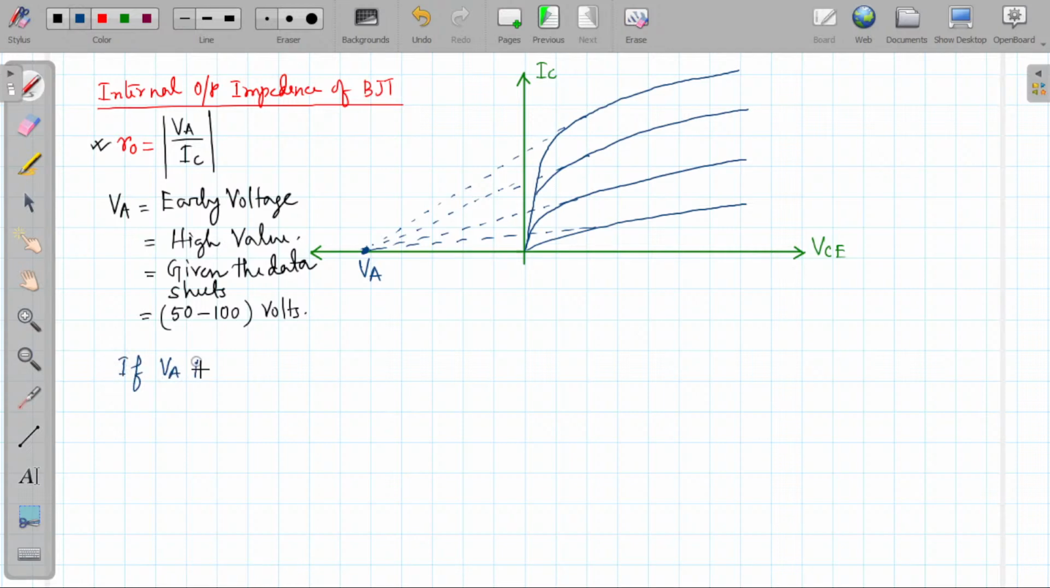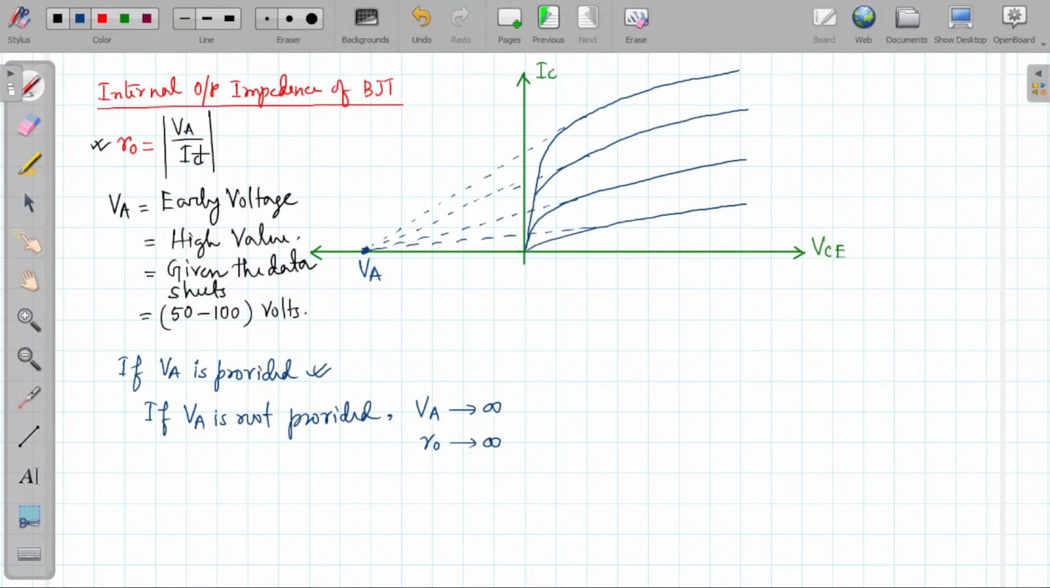Now in the examination, what happens if VA is provided? If VA is provided, then we can take the value of VA which is provided. Sometimes VA is also not provided in the examination. If it is not provided in the numerical, then we will take VA as an infinite value, because VA will have a very, very high value. If VA is infinite, the output impedance value will also be infinite.